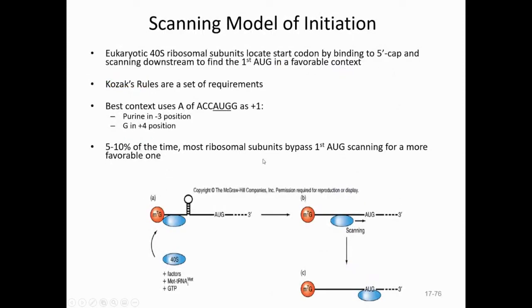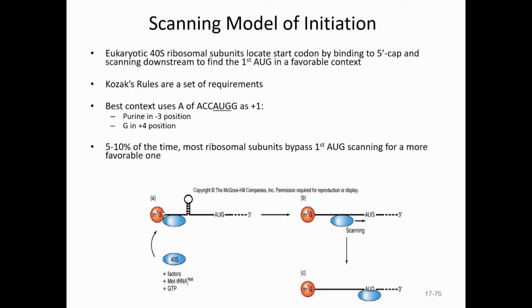And this is just a hypothesis for how the ribosome identifies the start codon. Basically, they locate the start codon by binding to the 5' cap, because the messenger RNA is capped with a methylated guanine. So they bind the 5' cap.